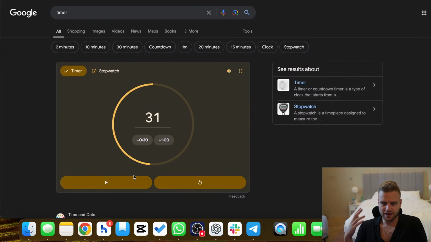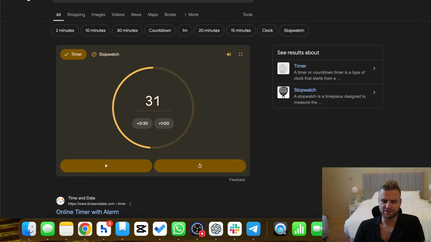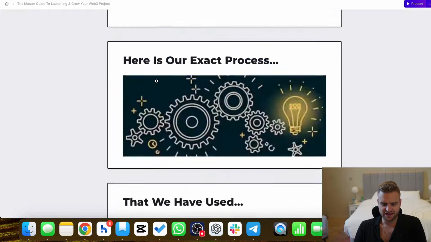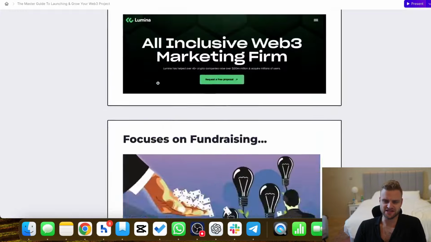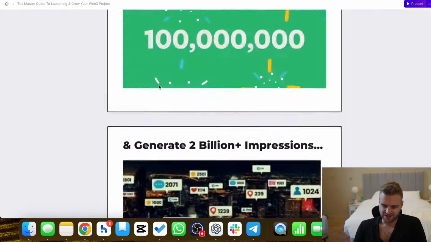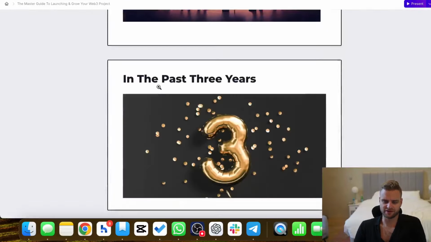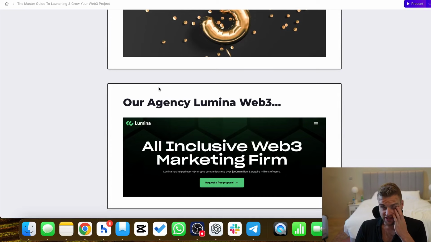I'm actually making this lead magnet right now, and I could make it a lot more in depth. Typically the logic behind this is that because we need to hook them in like a video, we only want the headline and some pictures, because it's very easy to go through quickly. And it's kind of like the snowball effect. The more they read of your lead magnet, the more they're going to want to keep reading. It's like building momentum, so to speak.